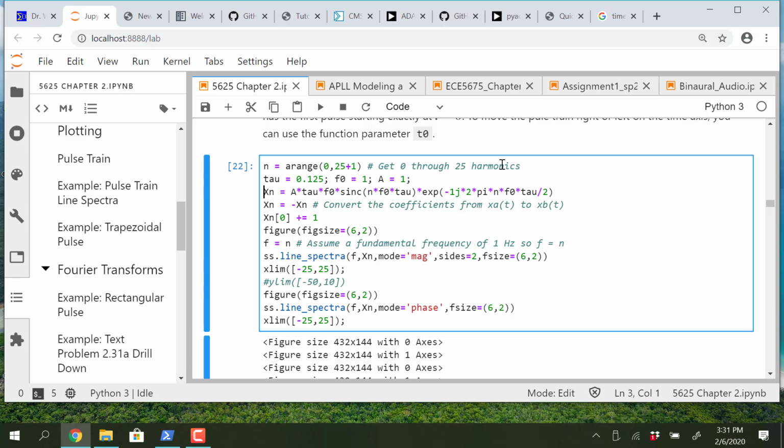So since John has already turned his homework in and you guys have already turned yours in, I can go ahead and talk about that since I had that built up in the code right here.